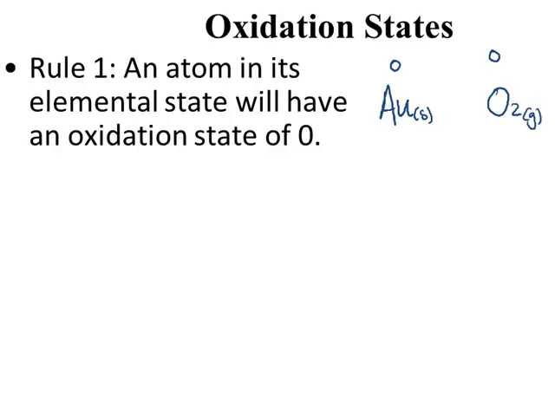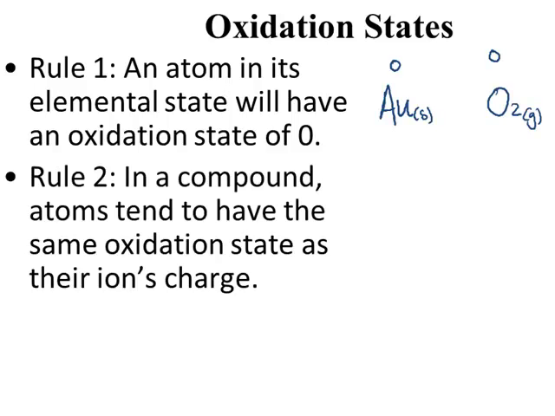The second rule in determining oxidation states applies to what happens if you have a compound, more than one element joined together. In most compounds, the atoms will tend to have the same oxidation state as what their ionic charge would have been. For instance, in a compound like sodium chloride, even though we don't see the charges explicitly written on it, as is the case in many compounds, those different elements will just have the same oxidation state as what their ionic charge would be. So chloride would be a -1 and sodium would be a +1.